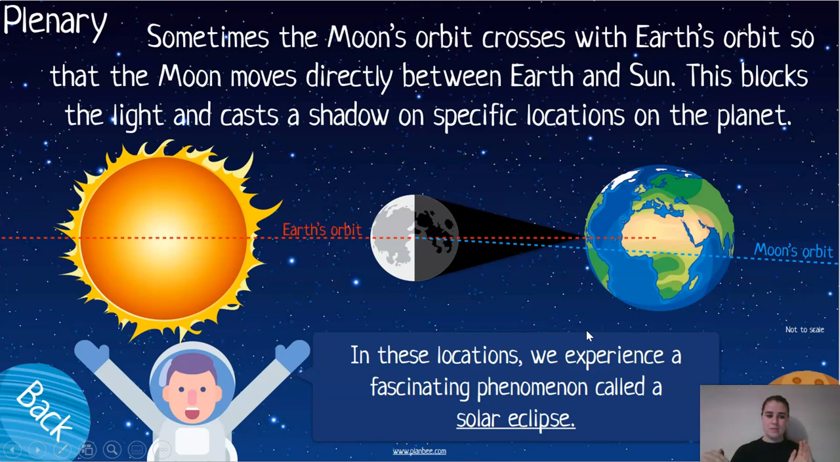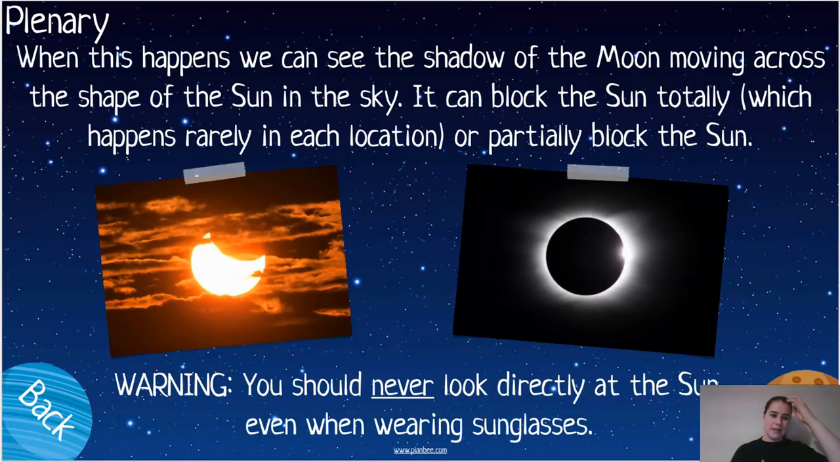Now as that happens, it comes directly in between the Earth and the sun, which means it completely blocks out all of that light, and that's how we get that shadow, okay? But it only happens on specific locations on that planet, okay? Now, you might have seen one of these before. They're not very common, but it's a very fascinating phenomenon, and a big word, called a solar eclipse, and that's where the moon moves across the front of the sun. So when this happens, we can see the shadow of the moon moving across the shape of the sun. And because it can block out the sun totally, which rarely happens in each location, it completely blocks it out.